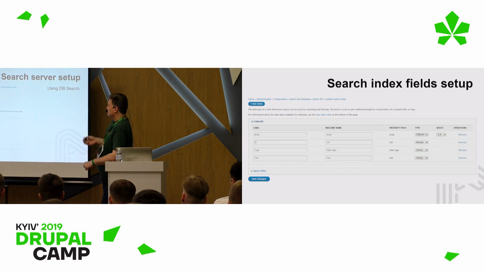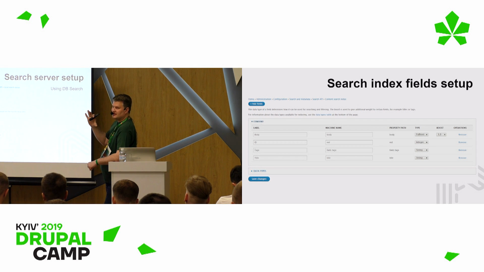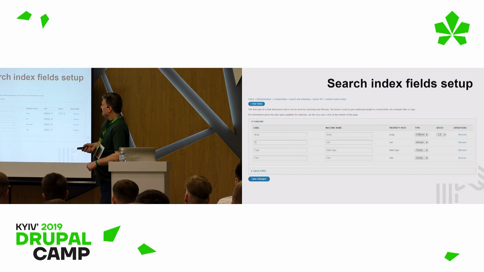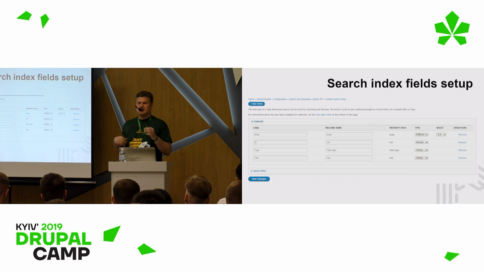After finishing the setup of the search backend server, we need to set up the second feature. It's the search index. The index contains a list of fields which should be indexed, and we will have an ability to use these fields in our search.